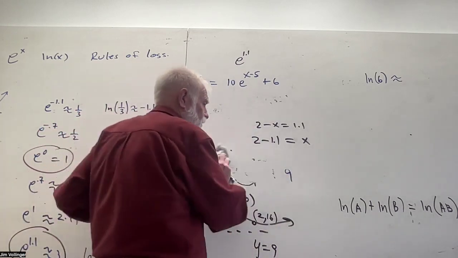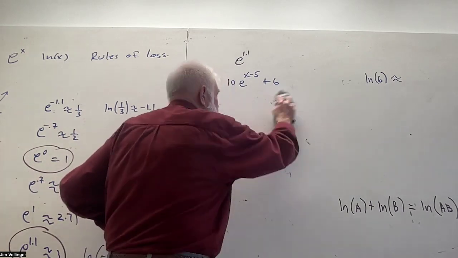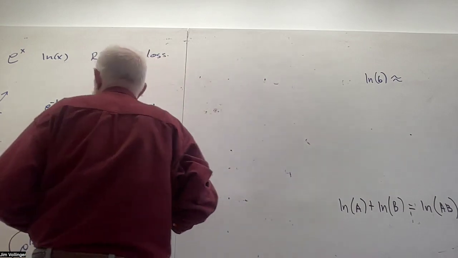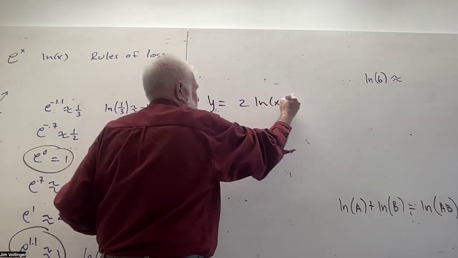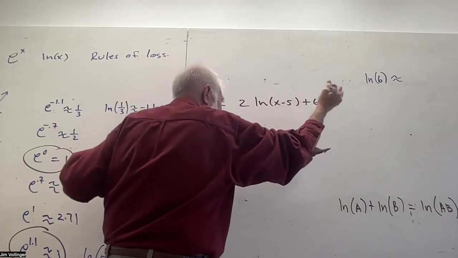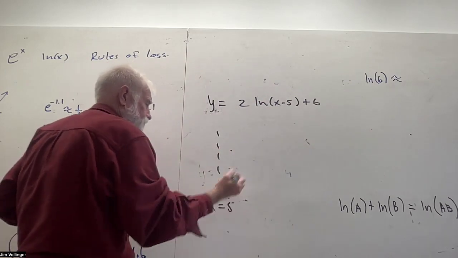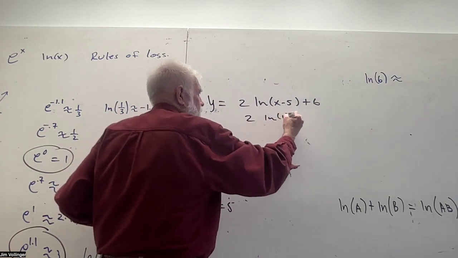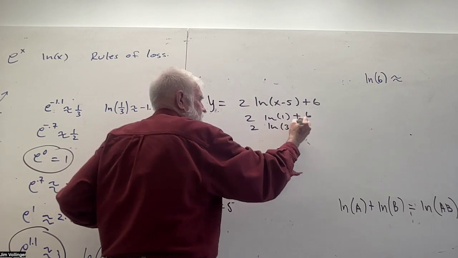All right, so if we can do the exponential, then we should be able to do the inverse, which takes a little bit more practice. But I'll do one for you right now. Y equals 2 ln of x minus 5 plus 6, something like that. So x equals 5 is the asymptote. And then I want to do 2 ln of 1 plus 6. And then I want to do 2 ln of 3 plus 6.